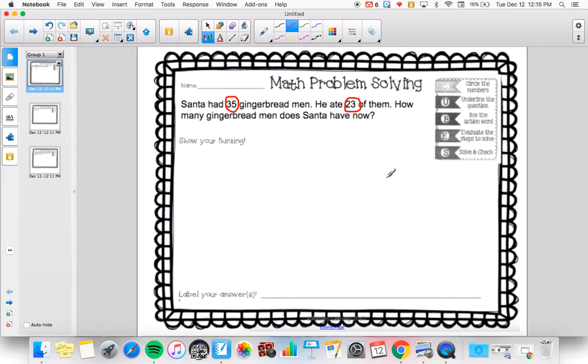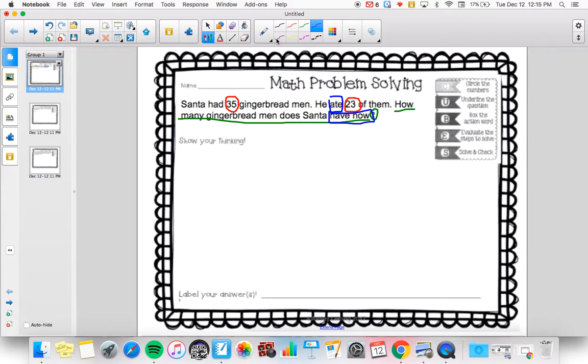So sorry about that. So 35 and 23. Then it says underline the question, so I start by saying the question mark is at the end, and then I underline everything until I get back to that capital letter, and basically I reread the question now. How many gingerbread men does Santa have now? Next is boxing the action words. So anything that tells me what I could be doing, I'm going to box ate. I'm going to box have now, and I'm going to use those as my action words for this time.